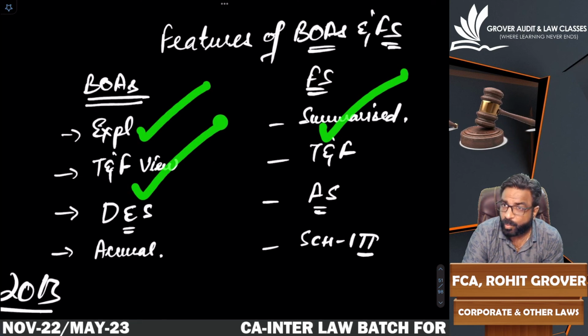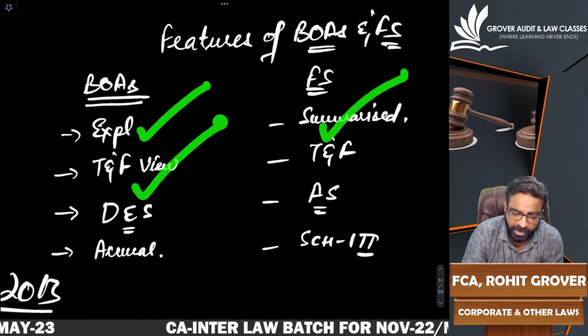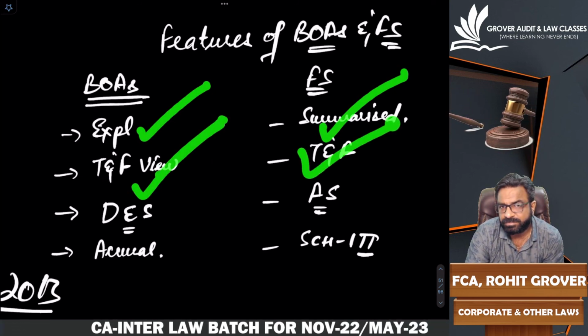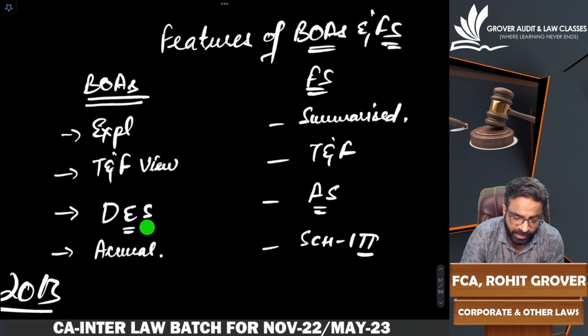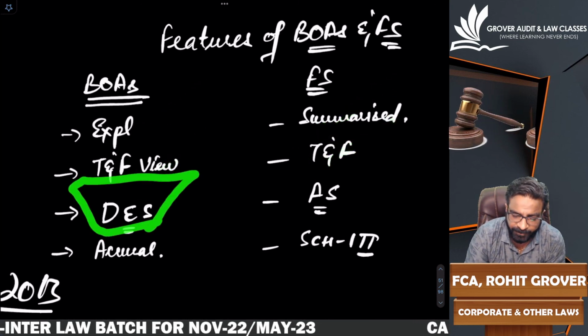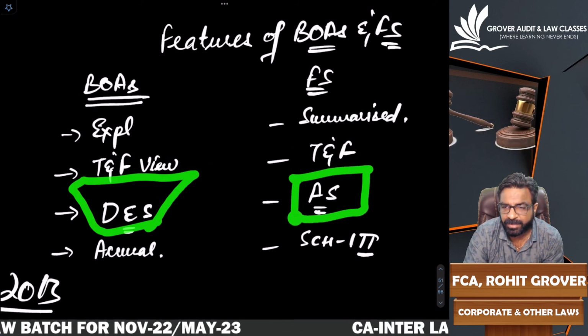BOA, FSA. Yes, FS are prepared from BOA. Am I correct? Yes. So if the BOA are true and fair, obviously FS is also true and fair. Books of accounts are maintained on double entry system. Am I correct? Yes, sir. But we prepare financial statements by using accounting standards. Am I correct? Yes, sir.